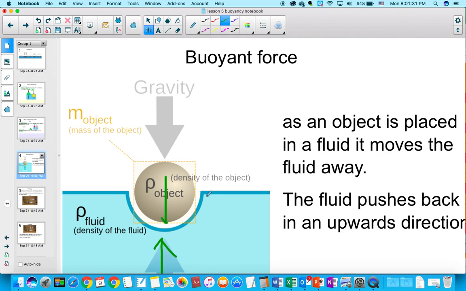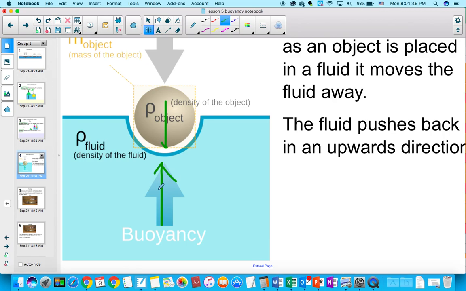Because it doesn't want to be pushed away. It doesn't want to be moved out of the space that it was in, right? This object has now suddenly moved in and is taking up all this space. Well, now the liquid, or the fluid, wants to push it back out. And that pushing out force is our buoyant force, the upward force.